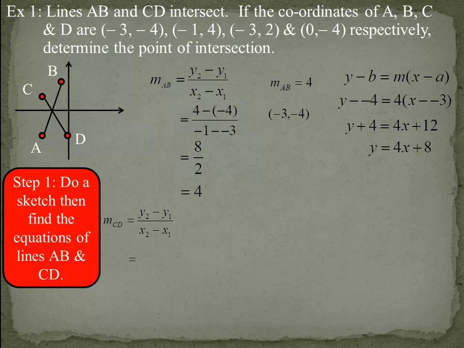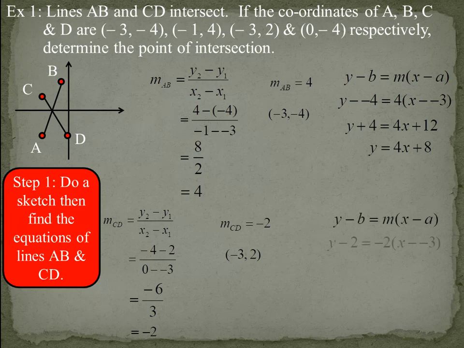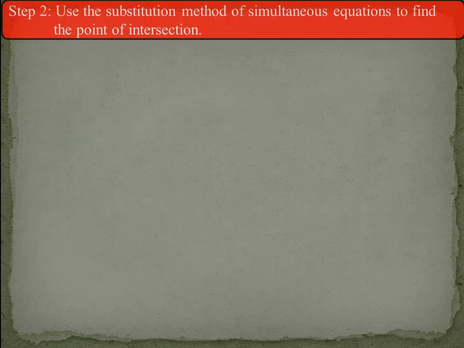Finding the gradient of CD, using the formula again, just take care. It's -2, it fits the diagram, it slopes down the way, and it looks relatively steep, so I'm quite comfortable with -2 being correct. Using -2 with one of the two coordinates for C and D, subbing it into y - b = m(x - a) gives us an equation of y = -2x - 4, which fits. You can see it would cross the y-intercept in the negative, so I'm happy again that I found the correct equation. We have been asked for the point of intersection. We have now two equations, so we can use simultaneous equations.